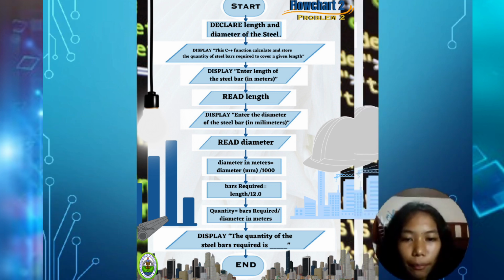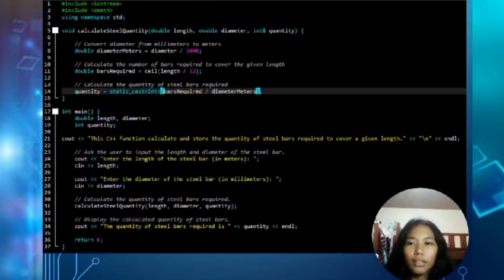So here is the example of the flowchart to be used and implemented as a program. The code for the calculate steel quantity function takes three parameters: length, diameter, and quantity. So length represents the length of a steel bar in meters, diameter will represent the diameter of a steel bar in millimeters, and the quantity is a reference parameter used to store the calculated quantity of steel bars required.